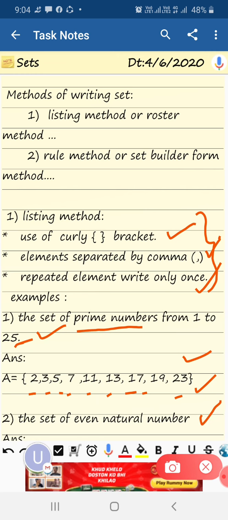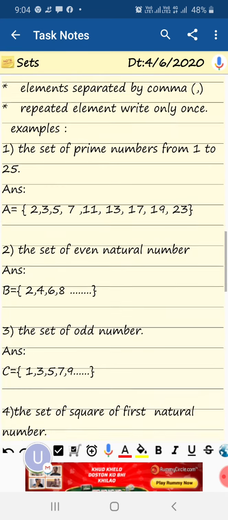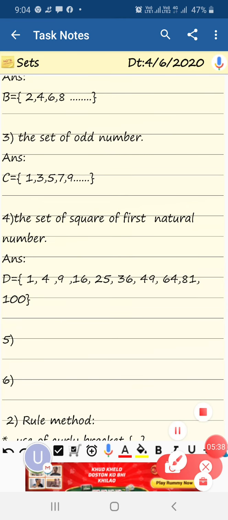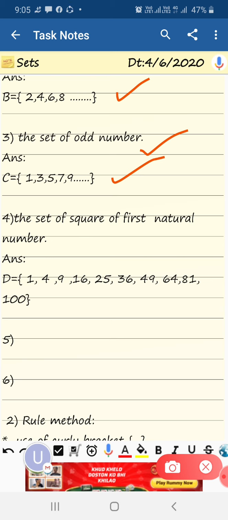The set of even natural numbers: the same way you can write down the even natural numbers. In curly brackets 2, 4, 6, 8. The set of odd numbers, same way you can write 1, 3, 5, 7, 9. Got it?